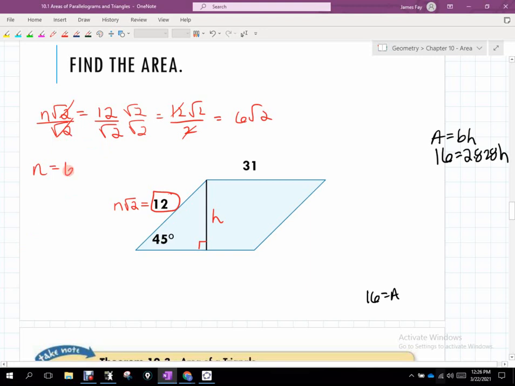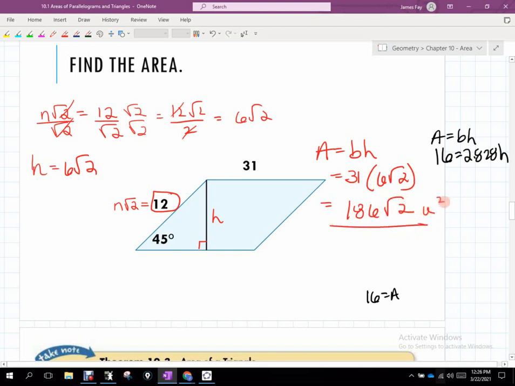And that's fine. That'll work every time. So we have 6 radical 2 as the n, which is the side length of our right triangle, which is also the altitude. So n is the side length of the triangle, but h is the altitude, and they are shared, right? They're the same segment, so n is h. So now, if I go area is BH, B is 31, H is 6 radical 2. What's 31 times 6? 186. And then I multiply by my radical 2. And this would be whatever our units are squared. Is that all right?